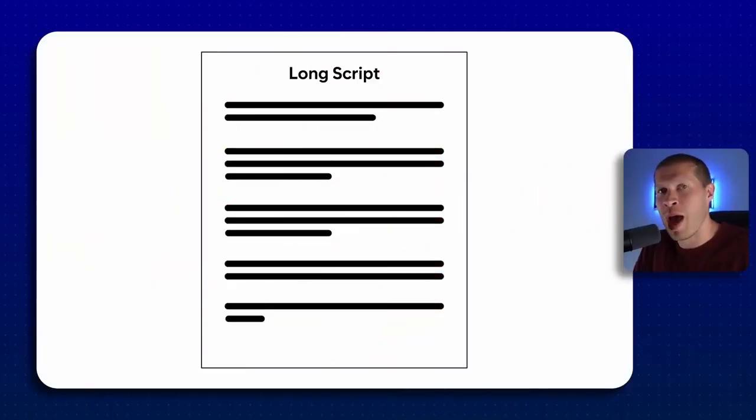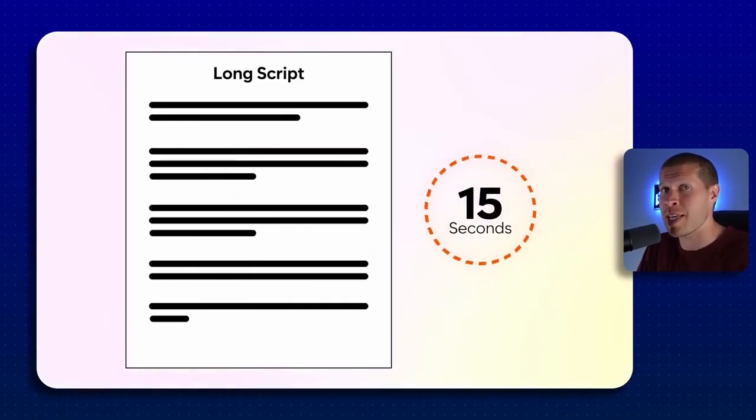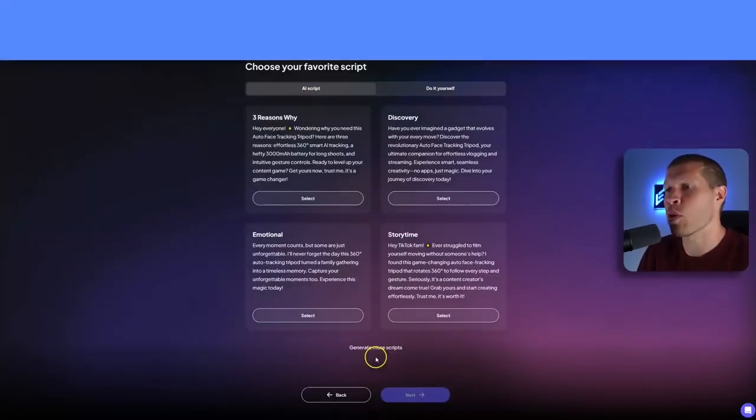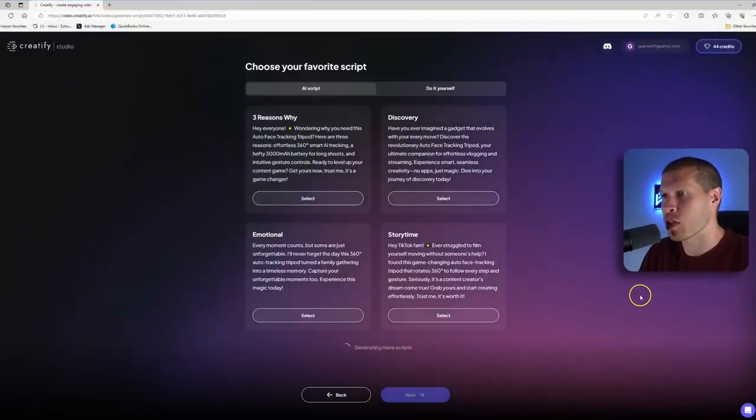But again, make sure that you're choosing the video length, because if you have a long script, but you've chosen a 15-second video here, like we just did in the previous step, it will cut it off at 15 seconds. So make sure that they're aligned. If you click generate more scripts, it's going to generate more scripts for you.